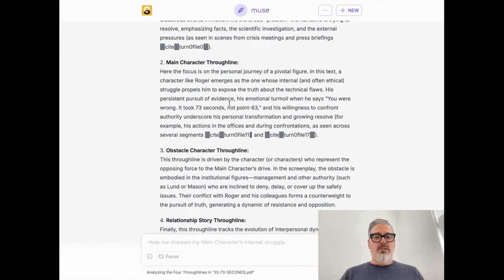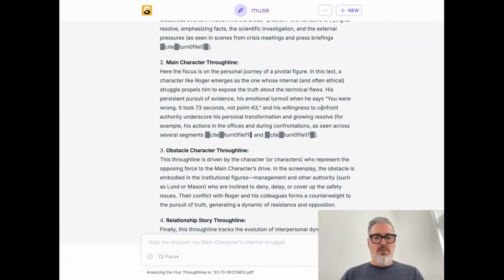Okay, so the main character in this text, a character like Roger, emerges as the one whose internal and often ethical struggle propels him to expose the truth. And as I recall, it's one of the people that were on the, I don't necessarily, maybe it was NASA, I'll have to see, but he was the one who had seen that there possibly could have been an issue, and then everybody's working against him.